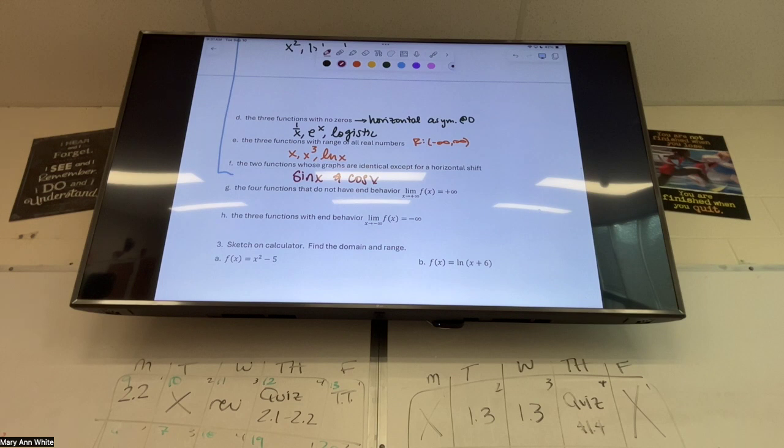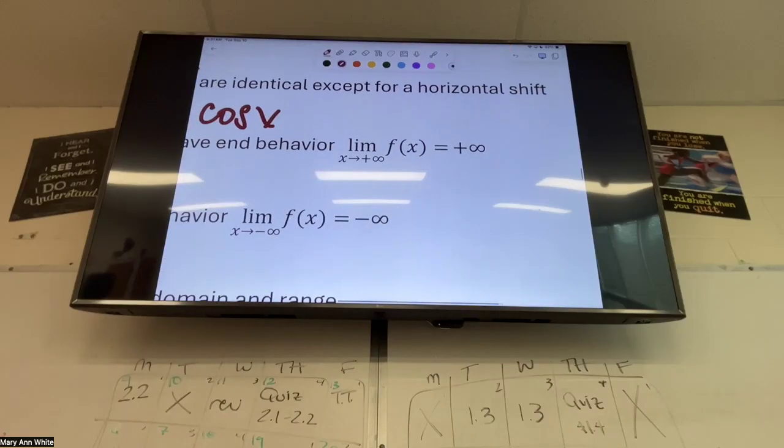Now, the last 2 require some end behavior, and I realized that we hadn't talked about end behavior yet. I made you leave those blank. We're going to go back and fill in all of our end behaviors now that we talk about it. I'm going to use this notation. Have you guys seen this notation before? I expect you've never seen this before.